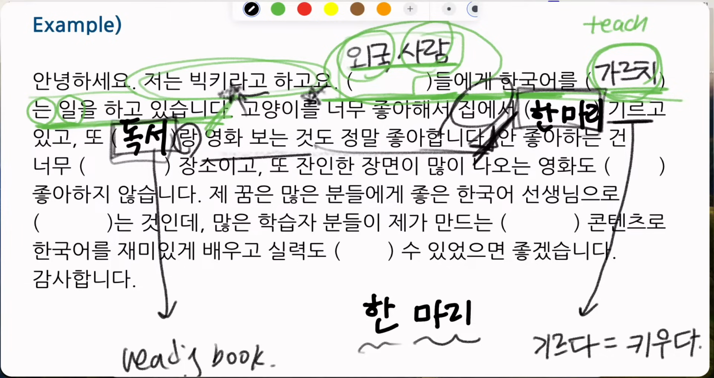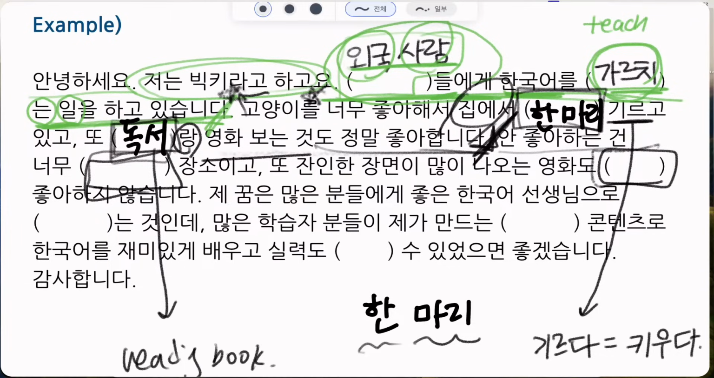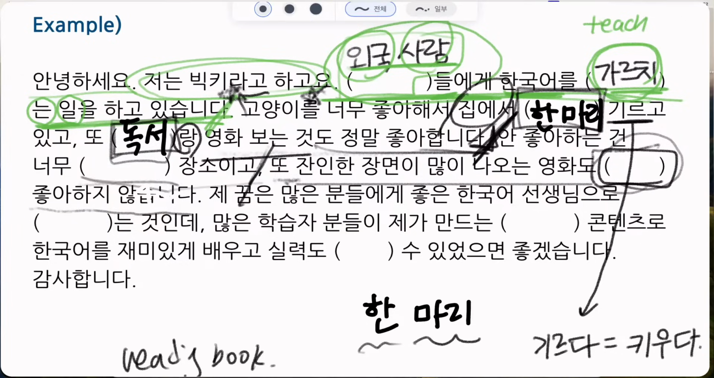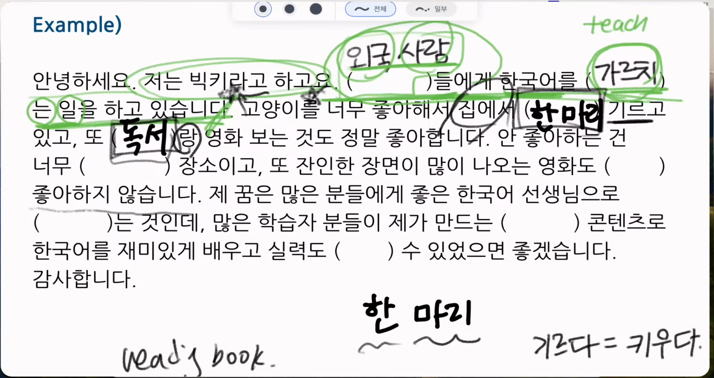Next sentence. 안 좋아하는 건 you guys can fill in this and this blank. These two blanks over here. 안 좋아하는 건 너무 시끄러운 장소이고 또 잔인한 장면이 많이 나오는 영화도 별로 좋아하지 않습니다. So, did you guys hear what I said in the blank?